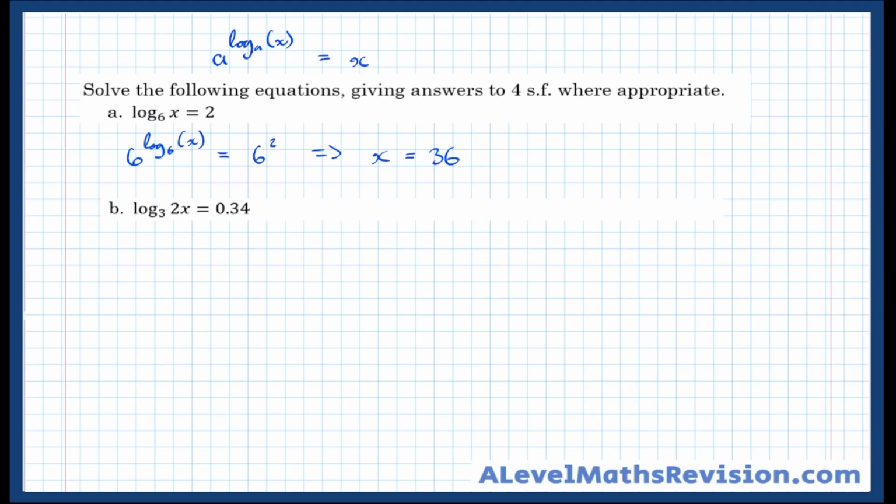Next example, and you might want to pause this and have a go at it yourself. But log base 3 of 2x equals 0.34. So in order to get rid of that logarithm, I'm going to 3 both sides. So both sides are going to be written as a power of 3. So 3 to the log base 3 of 2x equals 3 to the 0.34. Which implies the left hand side just cancels to 2x equals 3 to the 0.34.